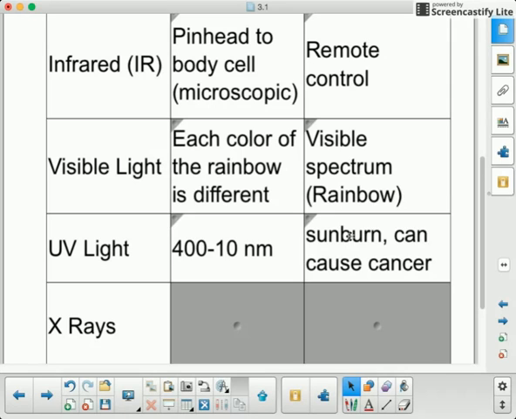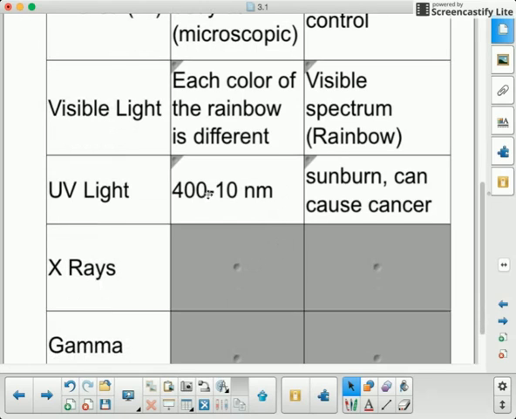A little bit of exposure to these is good because it helps your body to produce vitamin D, which is a vitamin that helps make your bones strong. But much more than about 10 minutes without sunscreen can cause sunburn. And repeated exposure, repeated sunburns, can lead to skin cancer.